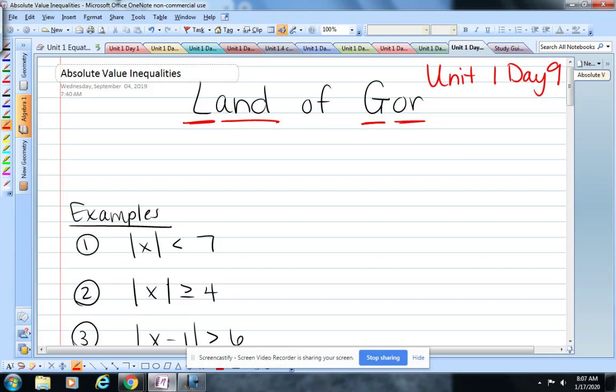You see that? So the L means less than, and that also means less than or equal to. And G means greater than or equal to. All right. Less thans and less thans or equal to's are going to be and inequalities. Greater thans or equal to's are going to be or inequalities.